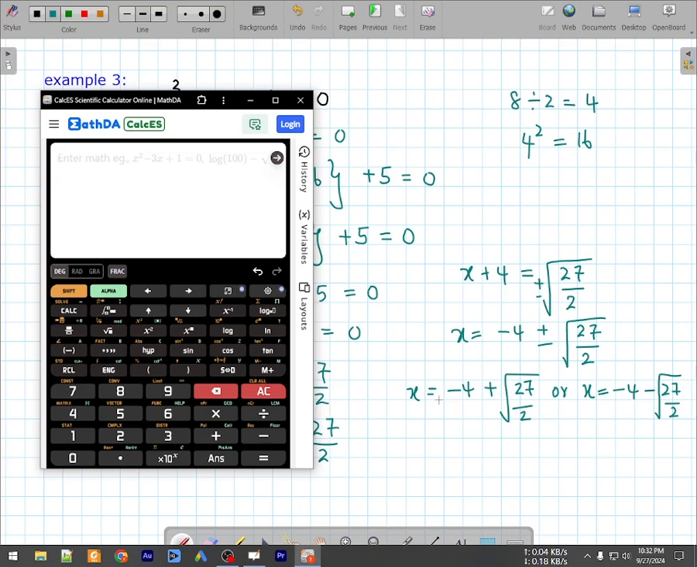We have to put this into the calculator. Minus 4 plus root fraction 27 over 2, that is minus 0.325. So it is 2 dp we need, so that is 3, 2, after 2 it is 5, so we have to add 1 to 2, so minus 0.33.